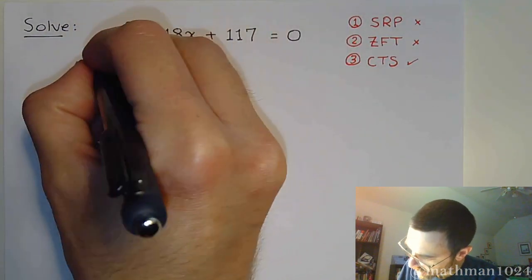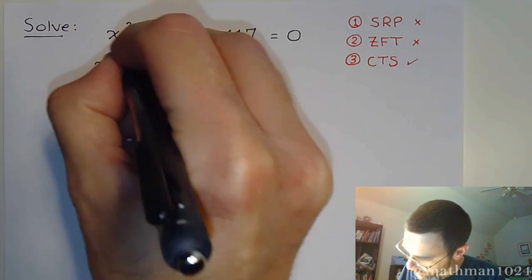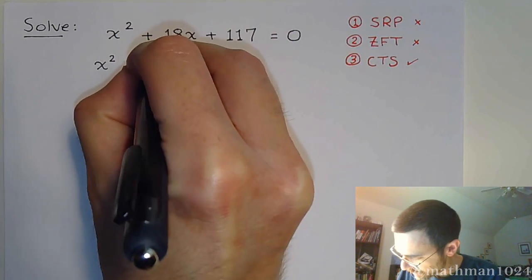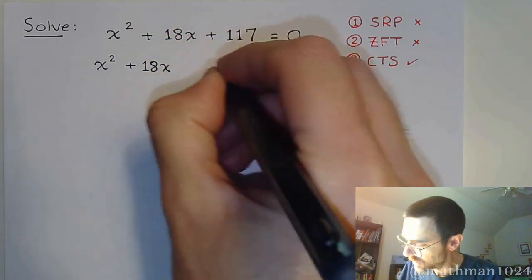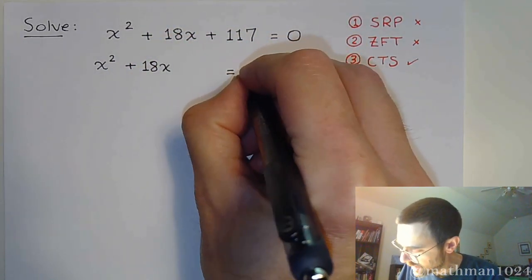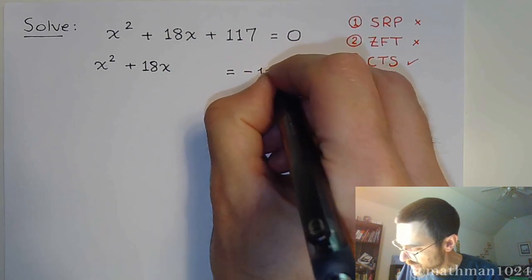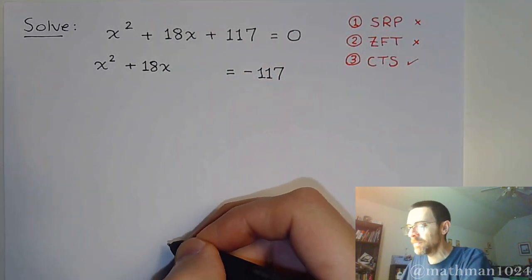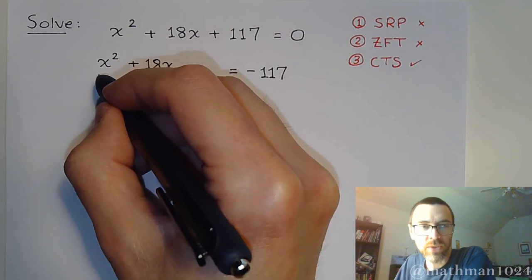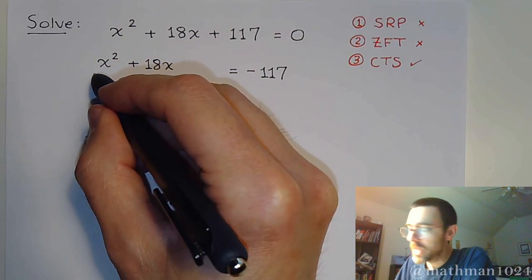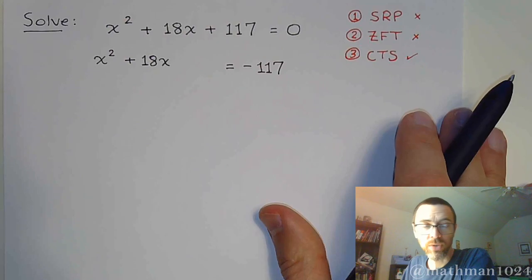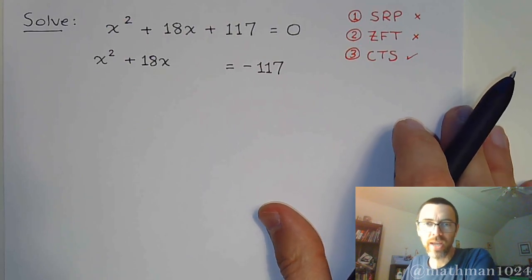All right, so completing the square, as we've seen before, says to first move the constant term to the other side. So equals negative 117. The second step says to divide everything by the coefficient of x squared. The coefficient of x squared is already 1, so I don't need to do anything extra for this.